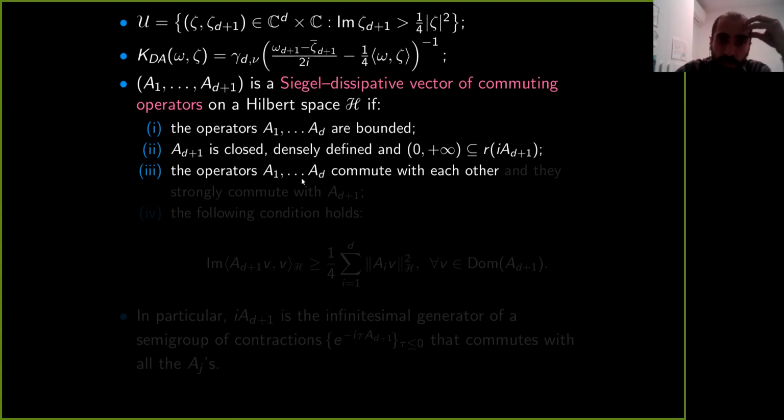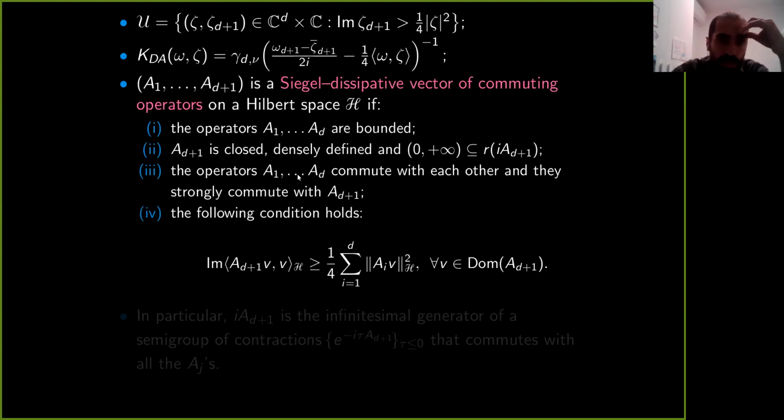We require the first d operators to commute with each other and to strongly commute with the last operator. So the last operator is not required to be bounded, so we need a notion of commutativity between the last operator and the first d operators. And finally, I have this requirement of dissipativity, let's say. So we require the imaginary part of the inner product of A_{d+1}v with v to be greater or equal to 1/4 of this sum here. As you can imagine, of course, this condition is modeled on the kernel of our space.